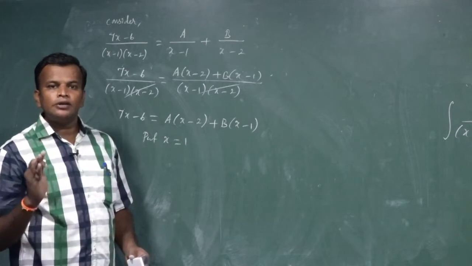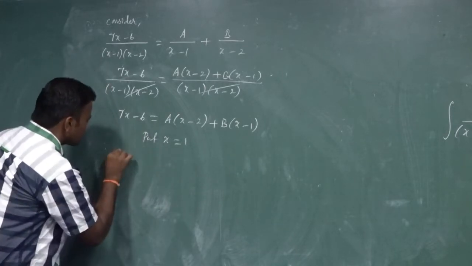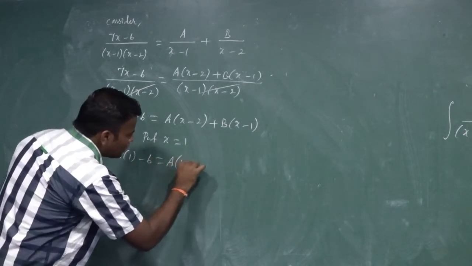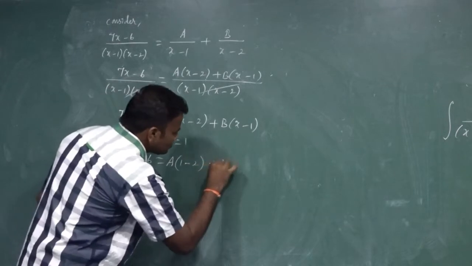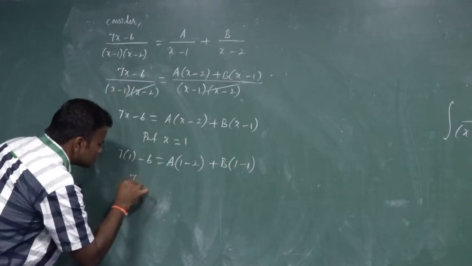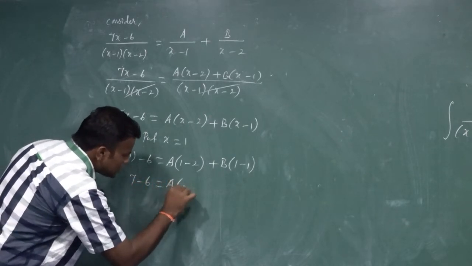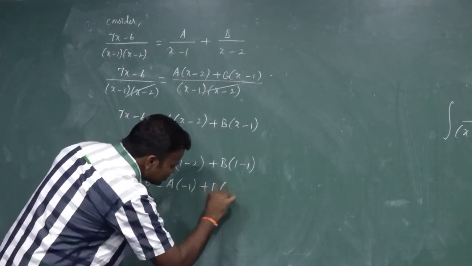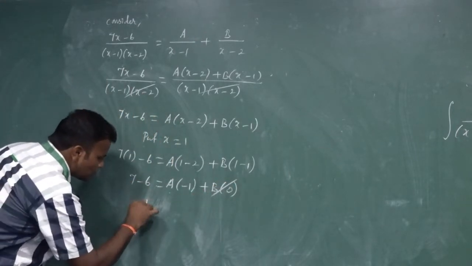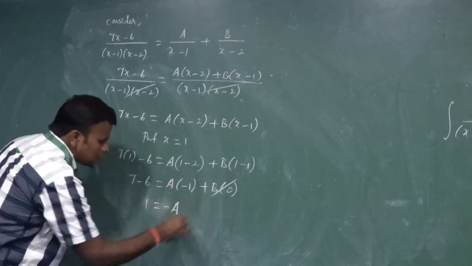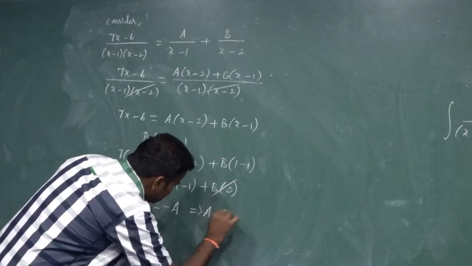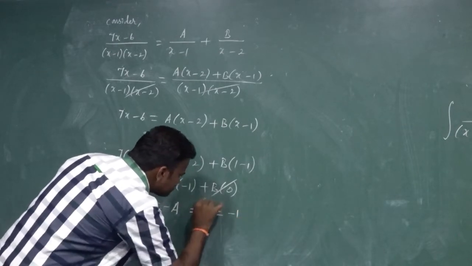Whenever x is there, we replace x by 1. 7 of 1 minus 6 equals a of (1 minus 2) plus b of (1 minus 1). So 7 minus 6 is equal to a of minus 1 plus b of 0. 7 minus 6, 1, is equal to a into minus 1, that is minus a. The value of a is minus 1.